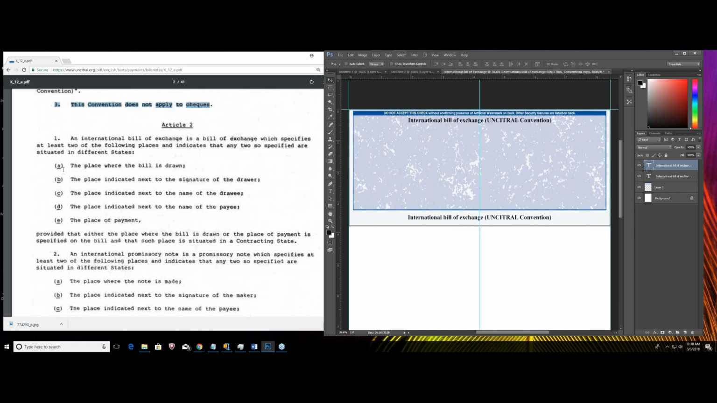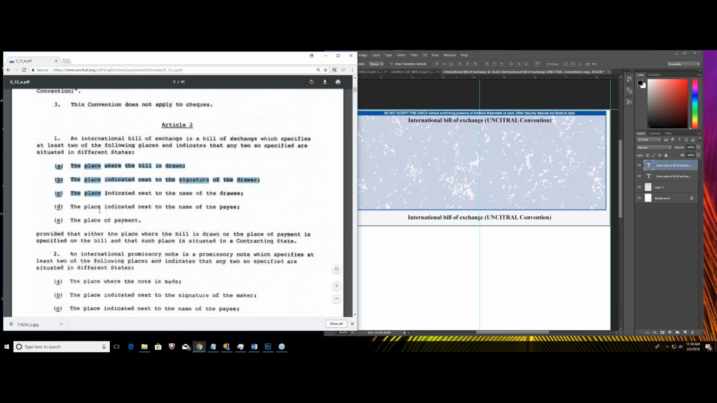So, okay, you have to have two out of these. There are five different things here. You don't have to have all five. You need at least two of these things on your bill of exchange. A, the place where the bill is drawn. B, the place indicated next to the signature of the drawer. C, the place indicated next to the name of the drawee. D, the place indicated next to the name of the payee. And E, the place of payment.